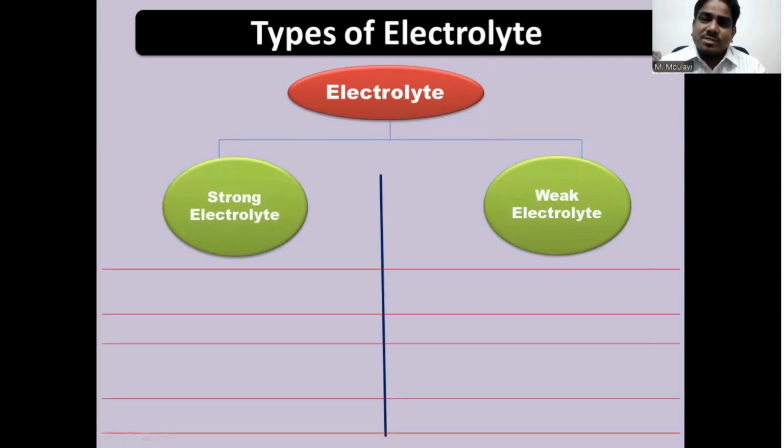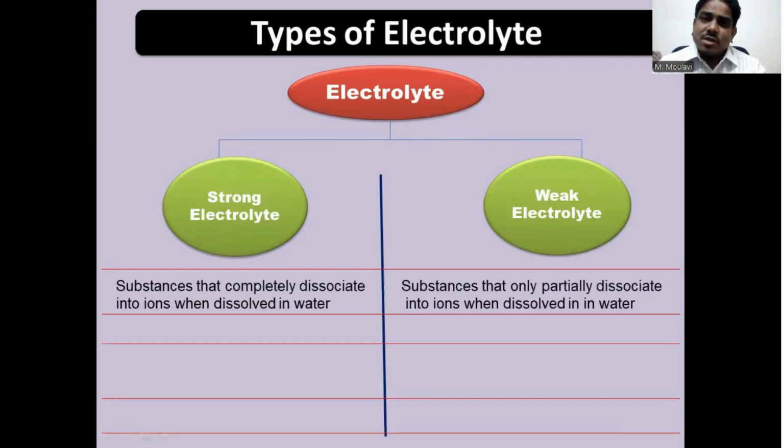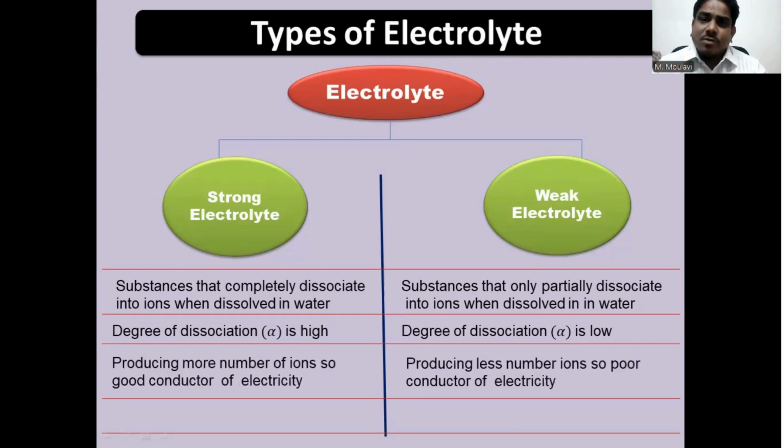Strong electrolyte dissociates completely to produce the ions. Weak electrolyte dissociates partially. Strong electrolyte has a high value of degree of dissociation. Weak electrolyte has a low value of the degree of dissociation. Strong electrolyte produces a large number of ions in water, so it is a good conductor of electricity in solution state, while the weak electrolyte is a poor conductor of electricity in solution state.